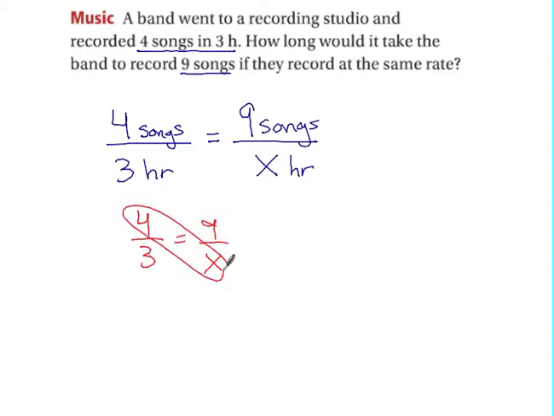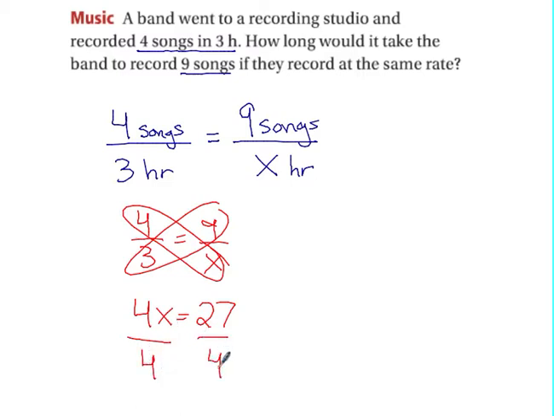We would cross multiply. 4x equals 27. Sorry about that. And we would divide both sides by 4, and 27 divided by 4 is 6.75. Now, because this is a question about this band, you can interpret your answer a little bit differently if you'd like, but it says how long would it take the band to record 9 songs? So it would take the band 6 hours and then 0.75 of another hour, okay?